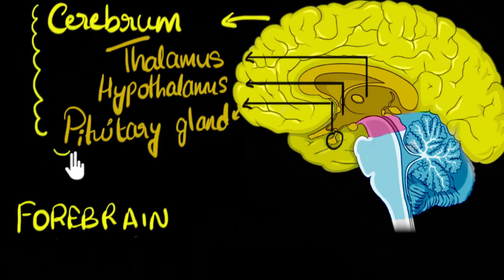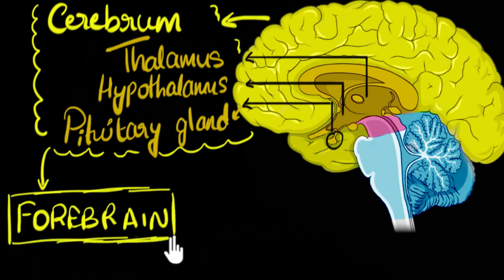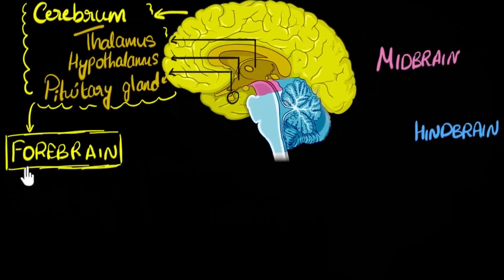So let me just put them together. So this is your forebrain parts. All right, so what do they do? What are their functions? We don't have to look at the individual functions. But the forebrain as a whole, what does it do? Well, one of the things, like we already said, voluntary functions, but again, let's dig a little deeper.